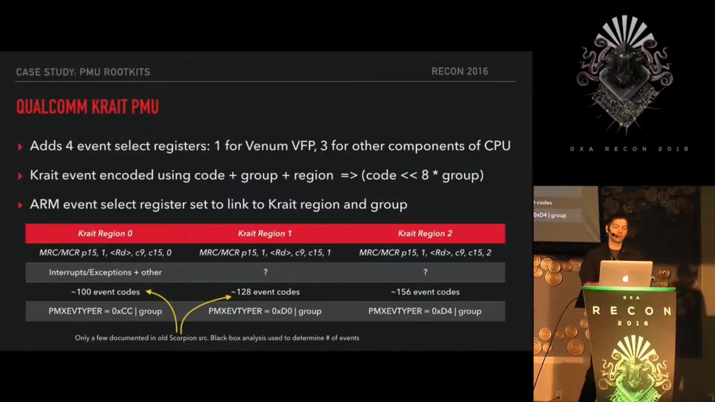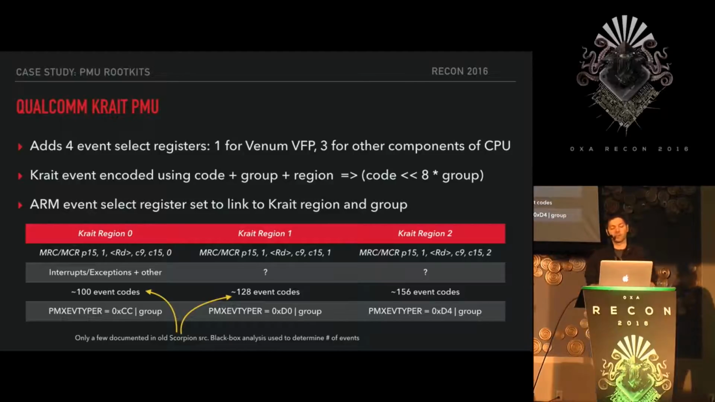So what they've done is extended the PMU, and they've added 4 event select registers, 1 for their vector floating point unit and 3 for various other parts of the CPU. And the Krait events get encoded based on a combination of a code, a group, and then the region of the CPU.